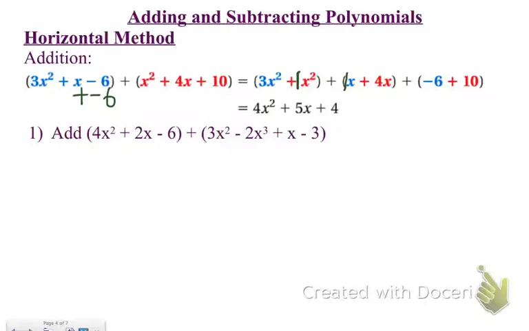So if we try another example, sometimes I find colors can be helpful. But if we look at number 1, 4x squared plus 2x minus 6, that's fine. But then 3x squared minus 2x cubed plus x minus 3 technically isn't all the way simplified. We should have negative 2x cubed plus 3x squared plus x minus 3 in decreasing order. So the x cubed needs to come first. So I'm just going to rewrite that first.